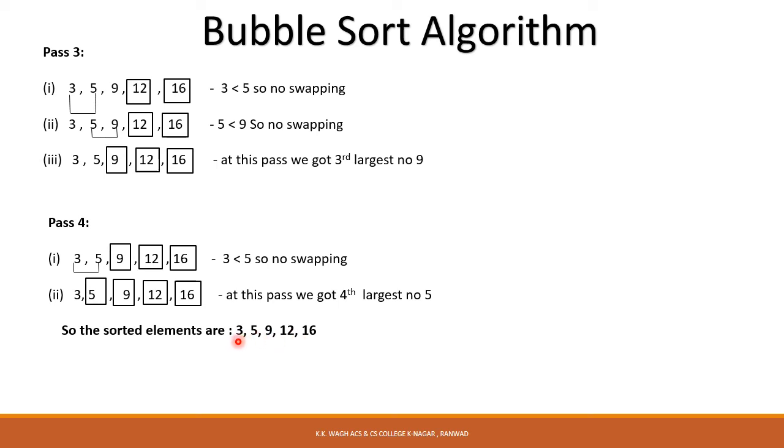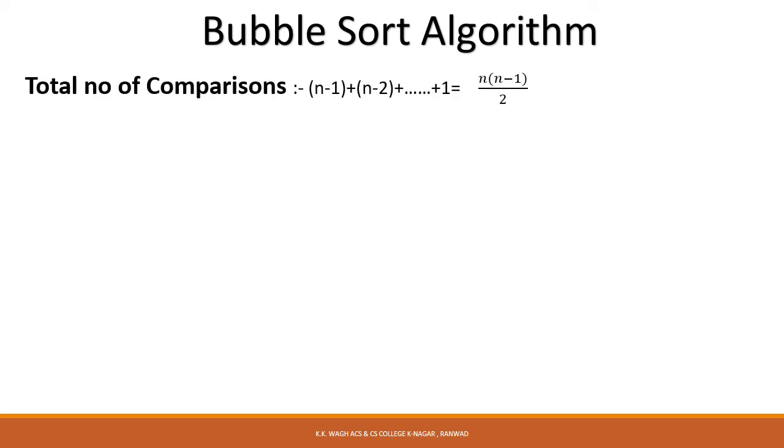We have sorted them in ascending order, that is the lesser number first and the largest number at the end of the list. Now this is the bubble sort algorithm. Let's see that the total number of comparisons in bubble sort is n into n minus 1 by 2. How do we get this? n minus 1 plus n minus 2 plus n minus 3 up to 1, which is equal to n into n minus 1 by 2.